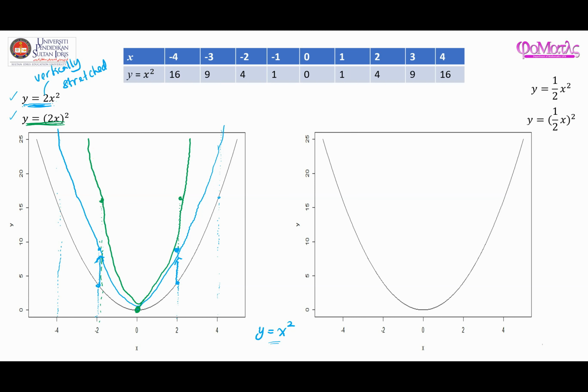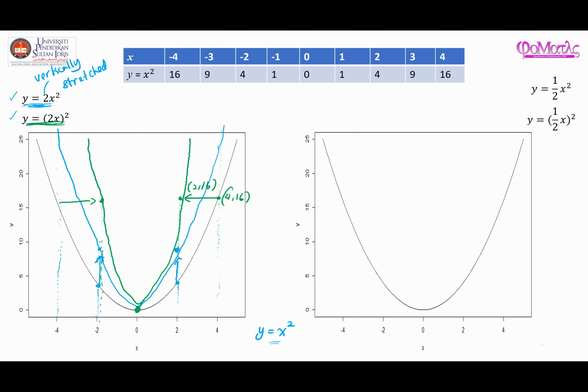I hope that you can see that originally we have at this point 4, 16, and now it is horizontally compressed towards point 2, 16. The same thing for this one. It is horizontally compressed and the graph is going towards the inside.